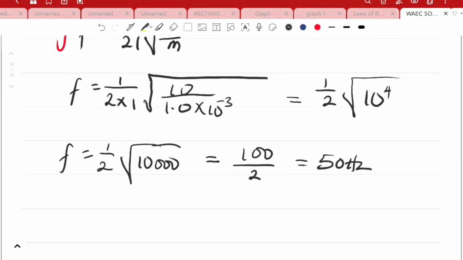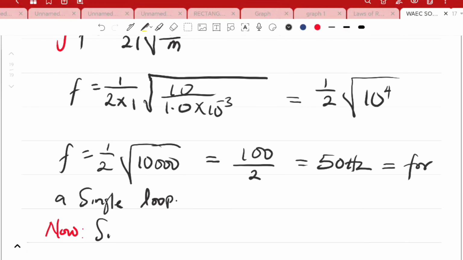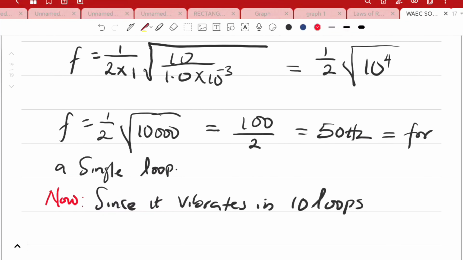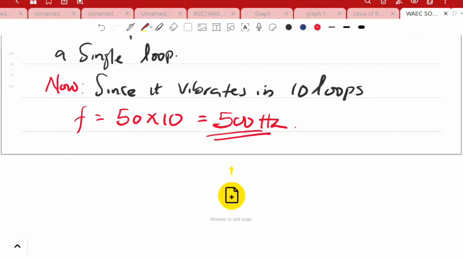Now, they are asking us, or they give us a particular value, and they said that it is 10 loops. For a single loop, we have 50 hertz. Exactly. So if we multiply that, now, since it vibrates in 10 loops, they will now multiply 50 by 10. Exactly. So F is equal to 50 times 10 and is equal to 500 hertz. That becomes our final answer.